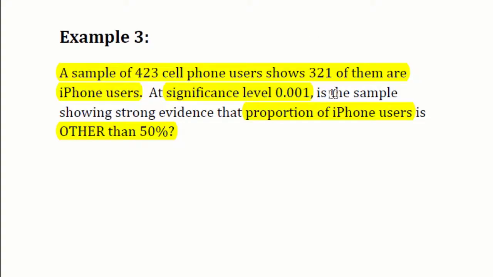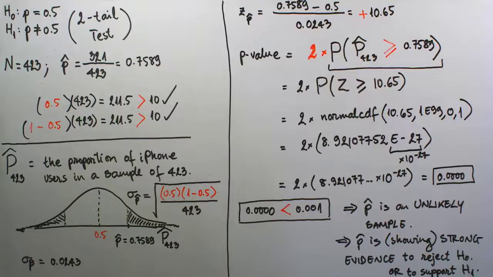The wording of the problem here, the ultimate question here, is whether the sample that we have is showing strong evidence. So just now we have proven that the sample is showing strong evidence. So the ultimate answer to that question is yes. Is the sample showing strong evidence? Yes, the sample is showing strong evidence.